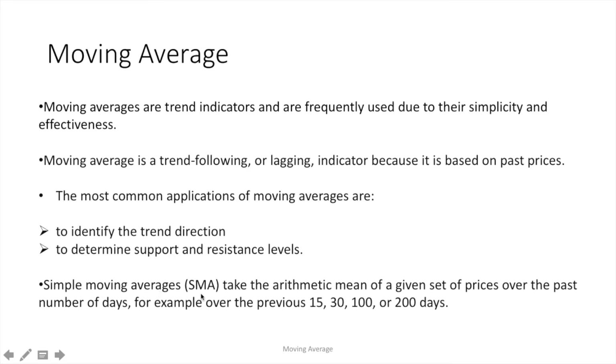Now, a simple moving average takes the arithmetic mean of a given set of prices over the past number of days. For example, I want to calculate the 5-day moving average, or the moving average of 15 days, or of the last 30 days. If the moving average is 15, we take the arithmetic mean of the last 15 days. If it is 30, we take the arithmetic mean of the last 30 days. If it is 200, we take the arithmetic mean of the last 200 days.